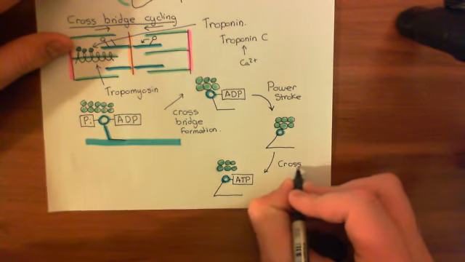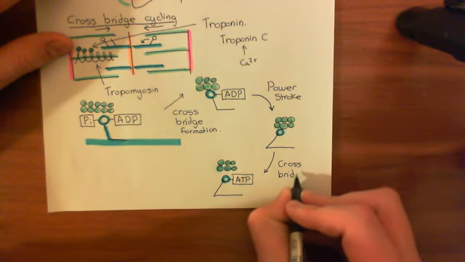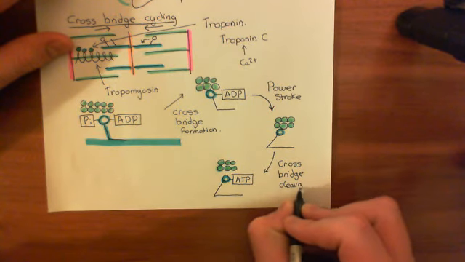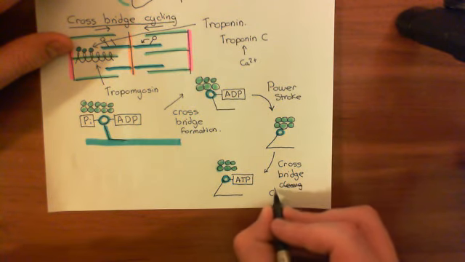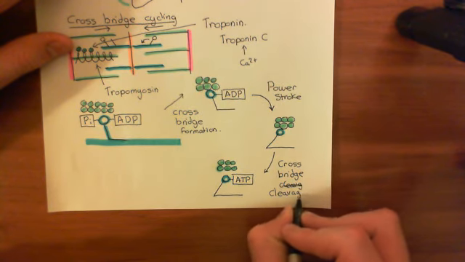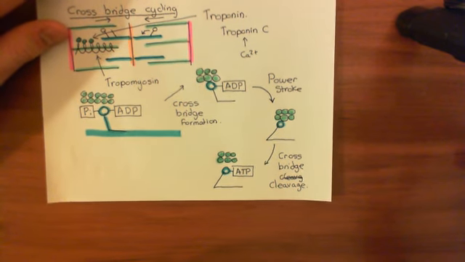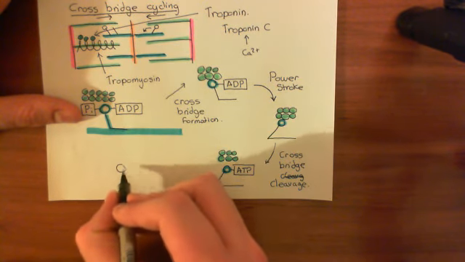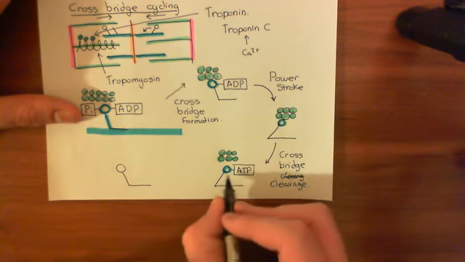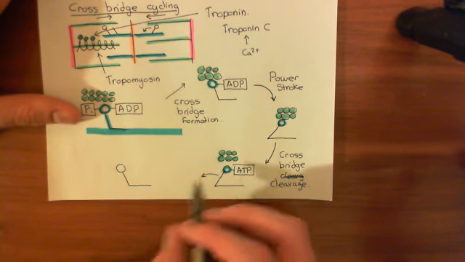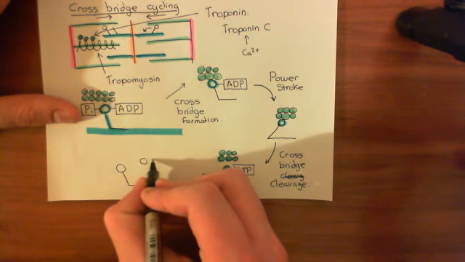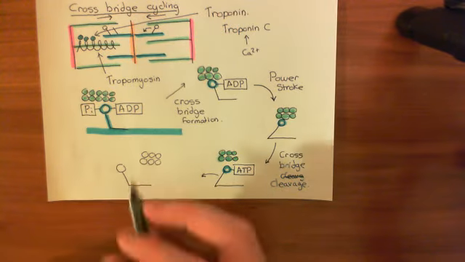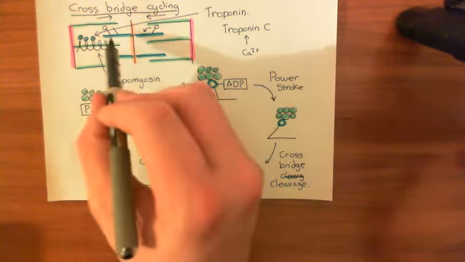So this is crossbridge cleavage, and now what happens is that you hydrolyze that ATP to adenosine diphosphate, ADP, and an inorganic phosphate, and what that does is it returns the myosin head back to its original conformation, so it moves back out. It returns to its original conformation, but the actin filament is now still over here. That original portion of the actin filament that it bound to, it's now moved in this direction, basically.